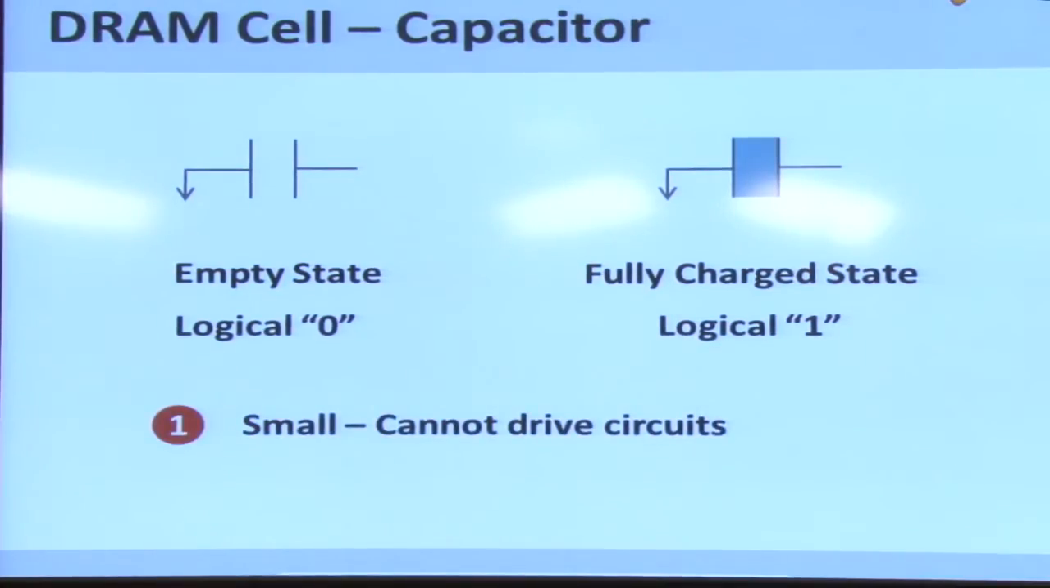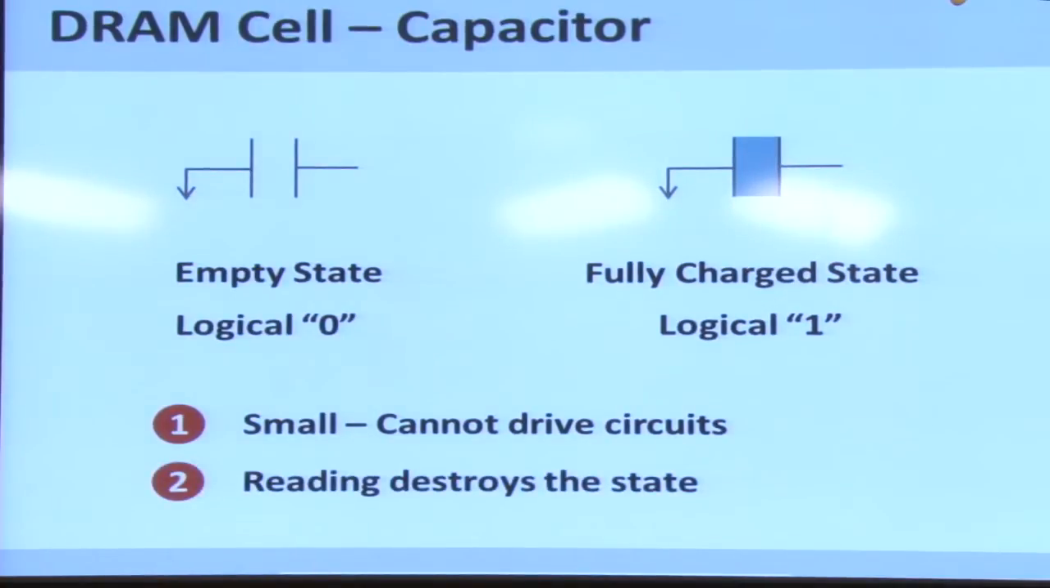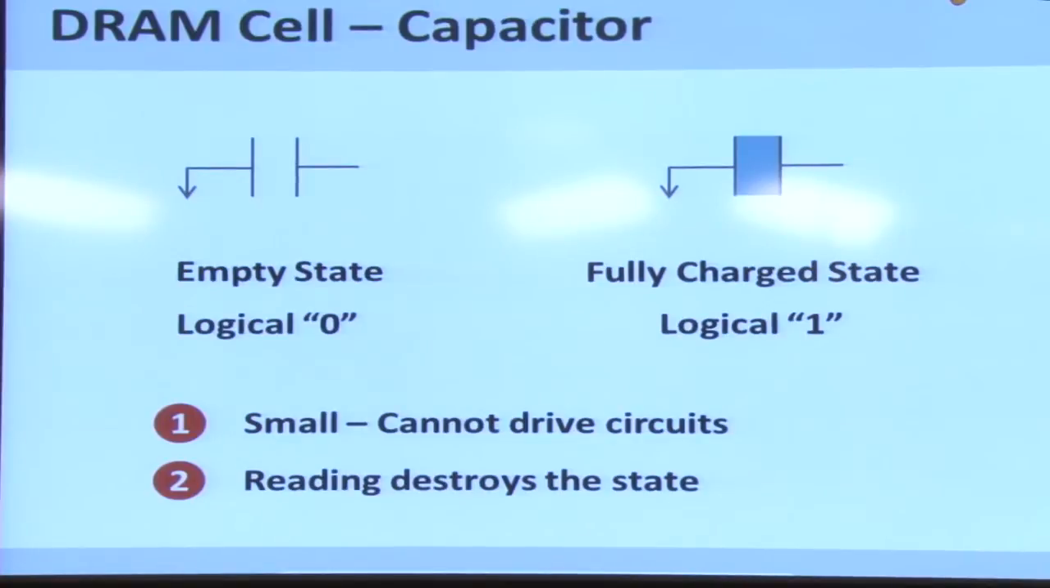One is these capacitors are small, so they cannot drive your memory channel, for example, all by themselves. So you need some mechanism to take this state and convert it to some stable state, right? And the second problem is what he mentioned, that reading destroys state, right? So let's say my capacitor was fully charged and I tried to sense the data. It's likely that the charge is going to flow out and change the state, and I need a mechanism to restore the state after I read, right?